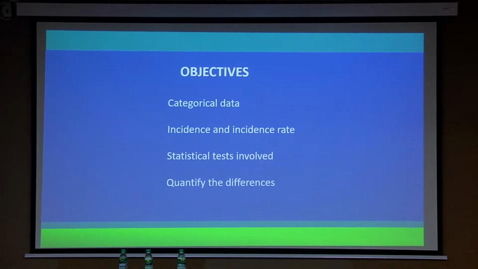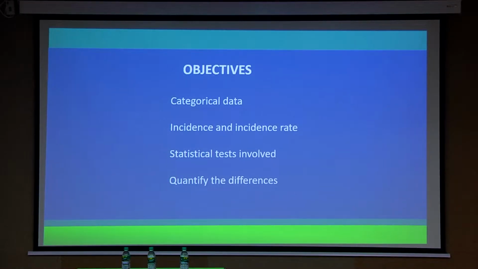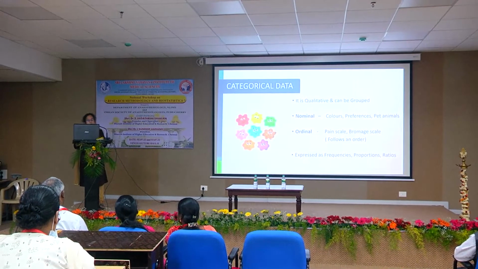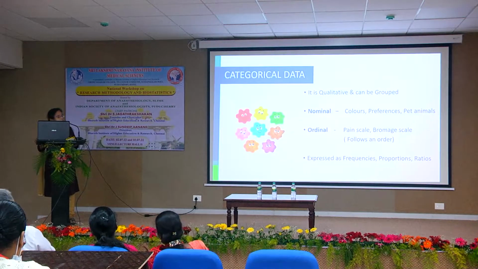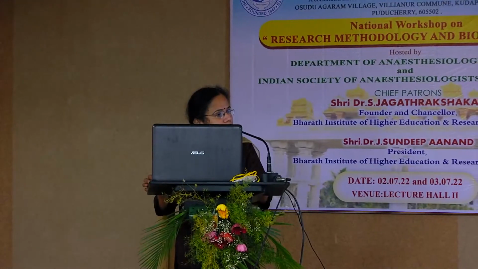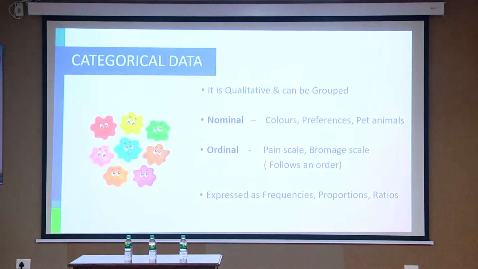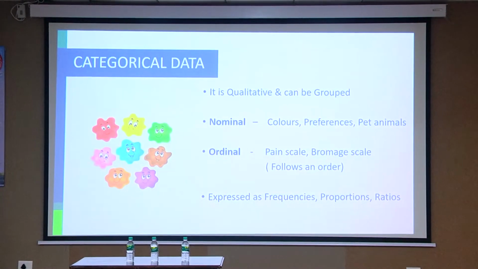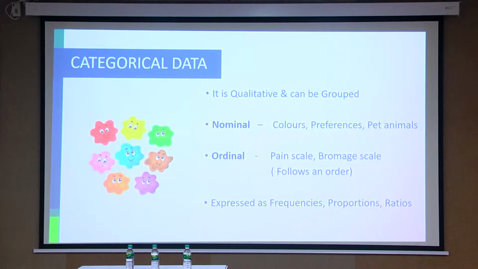We are going to include what is categorical data, what is incidence and incidence rate, and what are the statistical tests involved, and how. As we all know, categorical data is based on qualitative characteristics such as race, gender, something else that doesn't have a number associated with it. If it follows an order, like a pain scale, as Sarah already mentioned, it is ordinal; if it doesn't follow an order, it is called nominal.